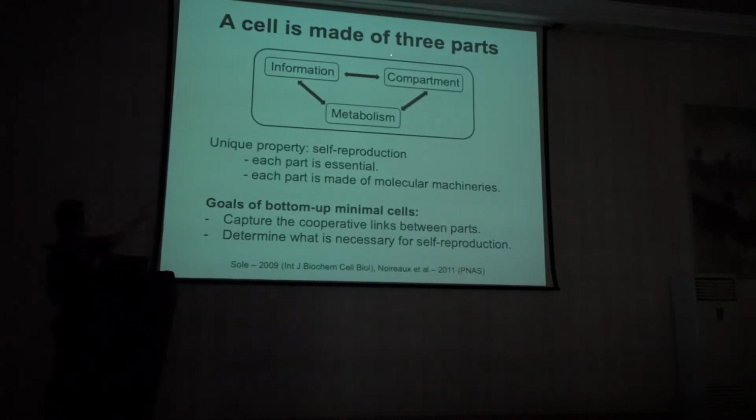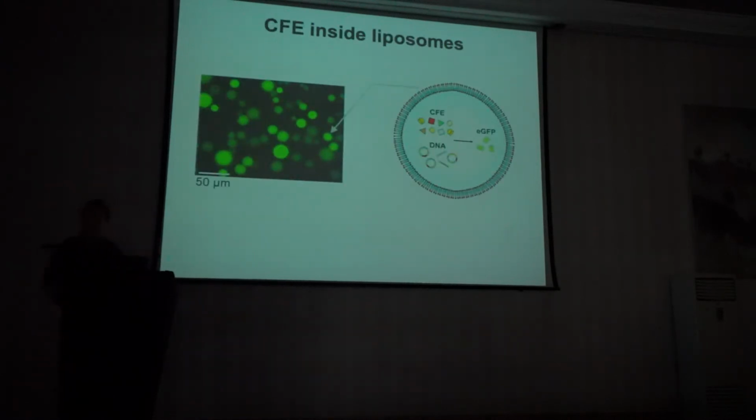So the idea is to integrate from the bottom up those 3 parts, using the cell-free gene expression system as a core, and liposomes. We want to capture the cooperative links between those parts as we build them. And we want to determine what's necessary for self-reproduction. So we encapsulate, we are not in the tube. After a few hours, we express GFP. You see the cell-free gene expression system is there, we have the DNA, we express GFP, and you see this in the microscope. You produce GFP, it's dark outside. Why is it dark? Because it is the same as here, minus the cell-free gene expression system and DNA.